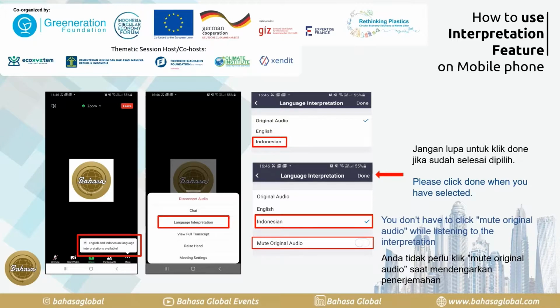If you are accessing the webinar today using a mobile phone, the interpretation feature is also available. On your Zoom application, on the bottom right of the screen, there's a 3 dots. Please click and select language interpretation. Please select the language that you wish to listen to. And last, don't forget to click done to activate the service.